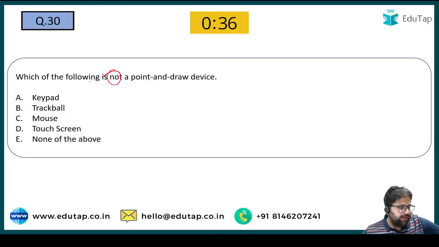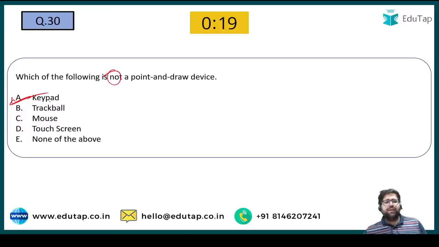Sajid is going with A. Okay. Keypad. Nilesh is also going with A. Albert is also going with A. Anuradha is going with A. Hakup is also going with A. Akash, A. Yes. The correct answer here will be A.